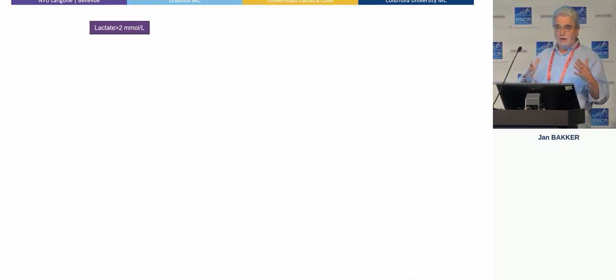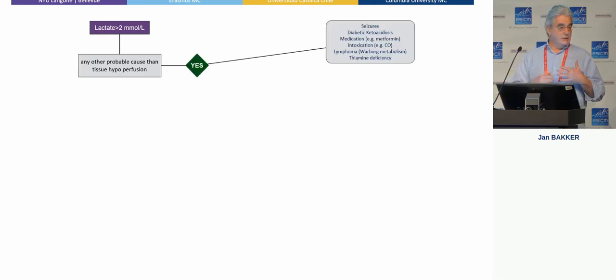The first thing you need to do is not, let's give 500 ml of fluids, but ask what's the context here. Is there a likelihood that this lactate is due to something that has nothing to do with tissue perfusion? For instance, if you have a diabetic patient on metformin, or an HIV patient taking an antiviral, or vitamin deficiency, there's a reasonable chance that there is no circulatory dysfunction. And so if you start treating the patient with fluid, that won't help.